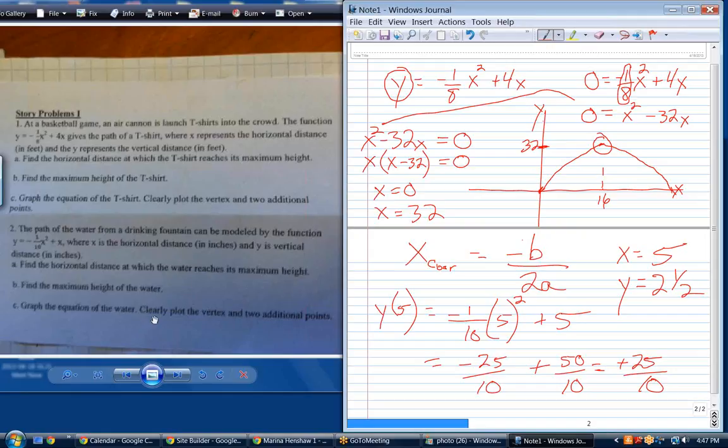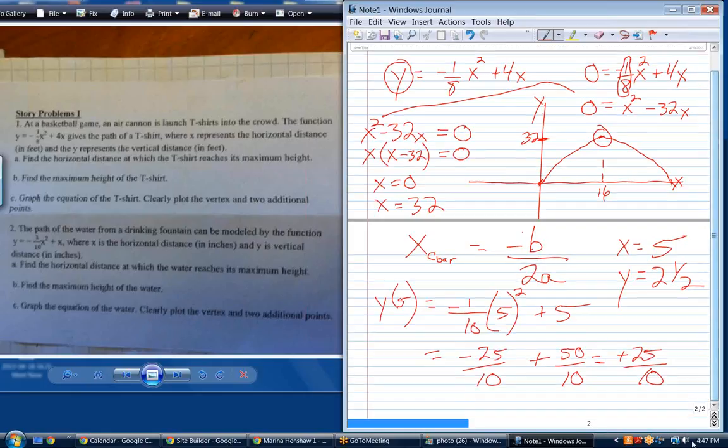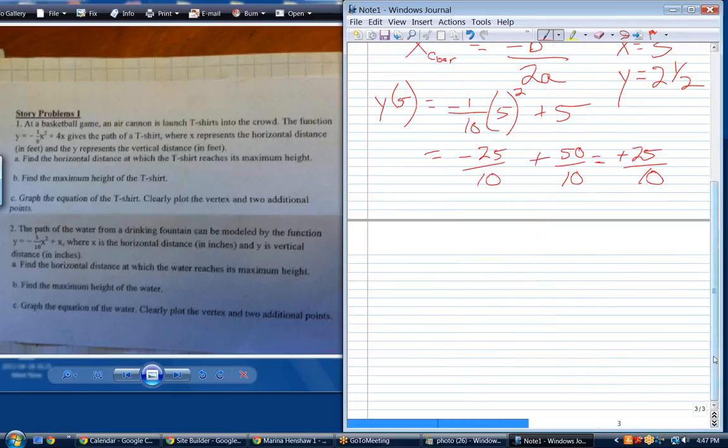Now graph the equation, clearly plot the vertex and 2 additional points. So again, let's see, our vertex is at 5, 2 1/2. I'll try to make it a little more accurate this time. Right there. 5, 2.5. And help me solve for the x-intercepts. How am I going to do that again? Replace the y with 0.